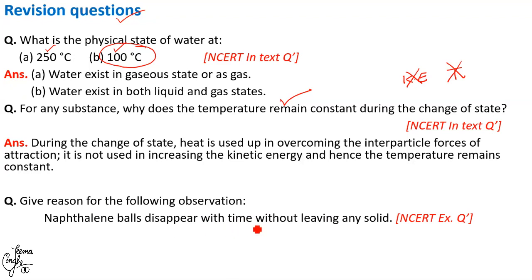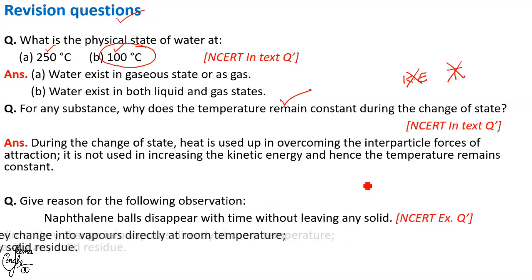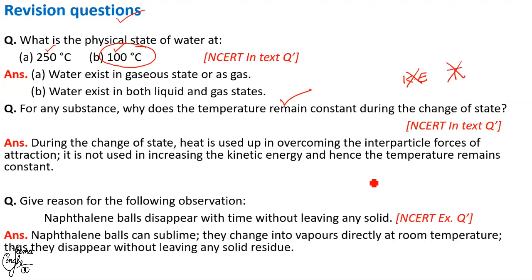Give reason for the following observation. Naphthalene balls disappear with time without leaving any solid. This is because naphthalene balls undergo sublimation. They change into vapors directly at room temperature, thus they disappear without leaving any solid residue. Here is the answer. Moving on to the next question.